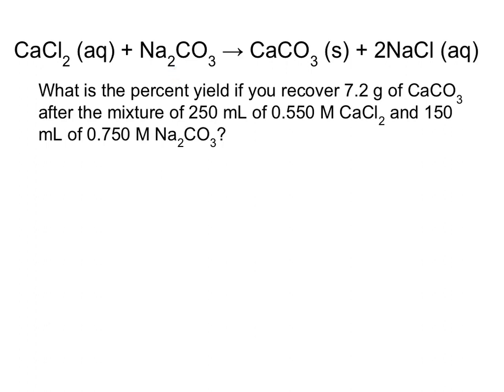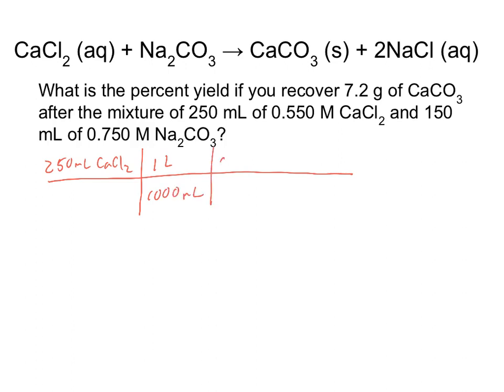So since we have amounts of both of our reactants, we don't know which one of these is going to be the limiting reactant. And so that's our first step. And so first, we'll use our calcium chloride information. So 250 milliliters of our calcium chloride. We want to convert that over to liters, since molarity is in units of liters. Our concentration of calcium chloride was 0.550 molar, so 0.550 moles of calcium chloride per liter.